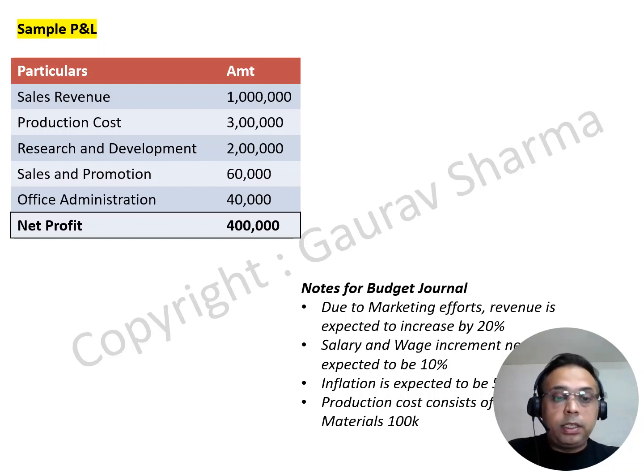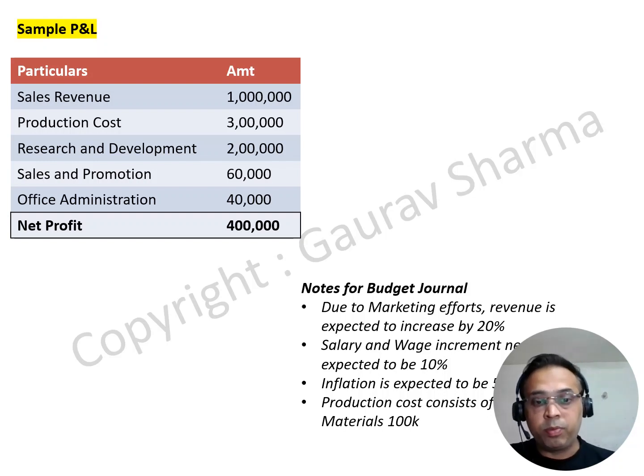For example, let's see what are my notes for the budget journal for this year. Due to marketing efforts, my revenue is expected to increase by 20%. So, every year I do a lot of sales, promotion, and marketing. So, this is going to reap benefits in next year 2024, and my revenue is going to increase, right? My salary and wage: if you are a corporate employee or just a salaried person, you might also be getting an increment. That is mostly every year. So as a business, I also have to give an increment, and this is a 10% salary and wage increment that I'm going to give.